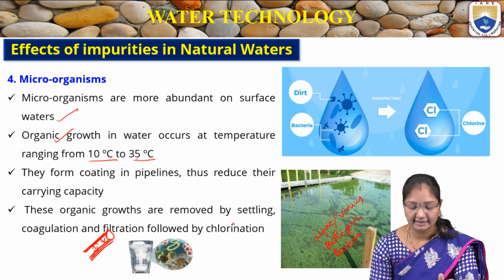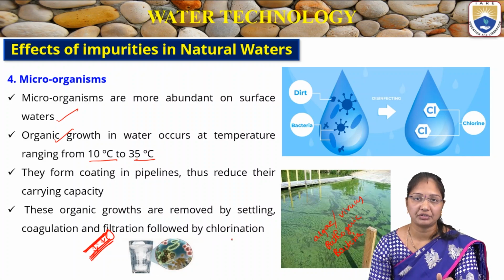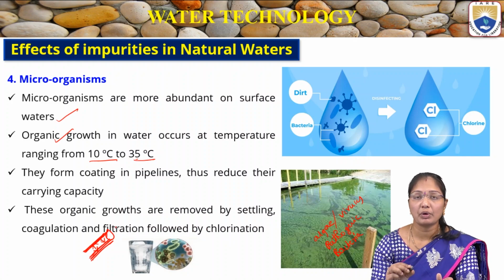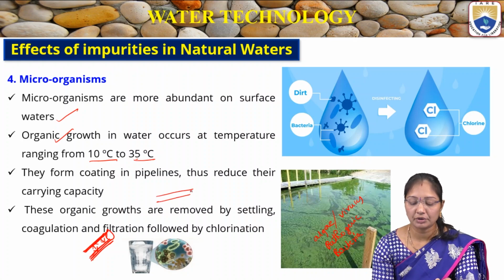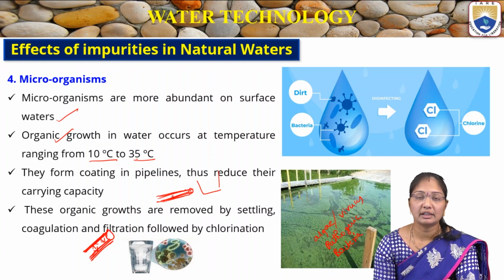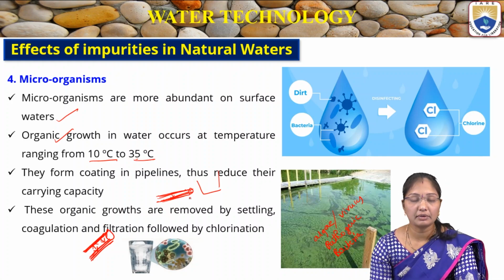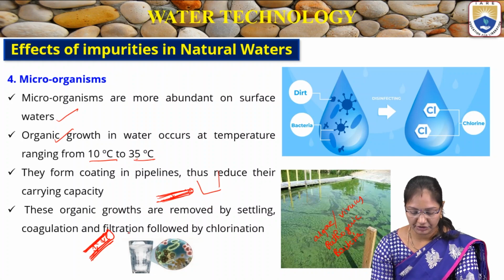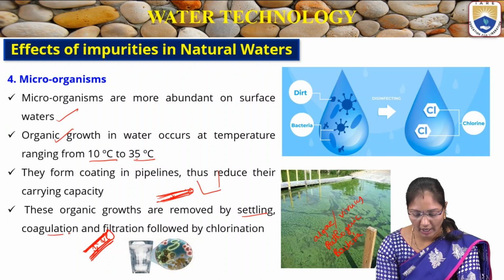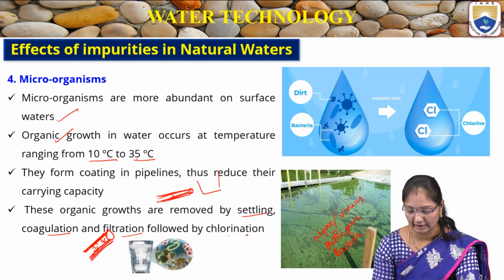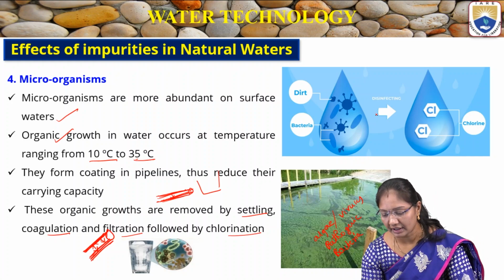These organic growths are removed by settling, coagulation and filtration followed by chlorination. If water containing microorganisms is used for industrial purposes, suppose we pump it into some boiler or reaction tank, this organic growth forms layers inside the pipe. The more layers form, the less the water flows. So it should be microorganism free for industrial purposes, and this can be removed by settling, coagulation and filtration followed by chlorination.